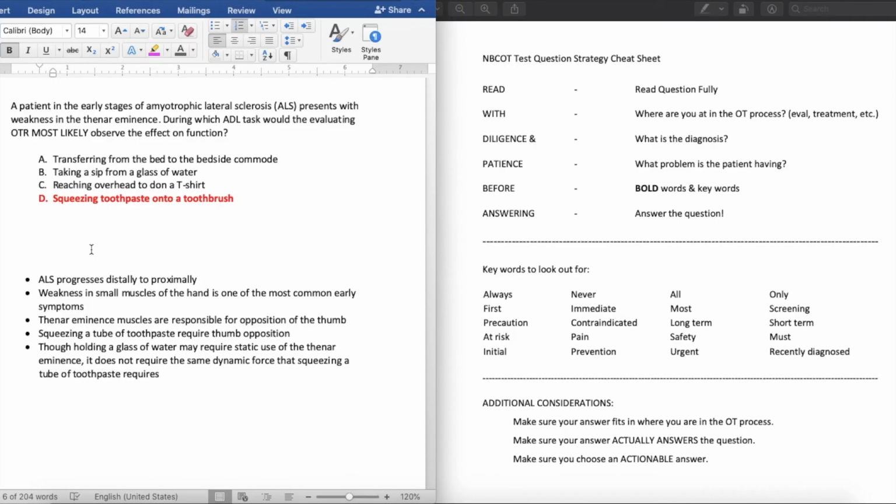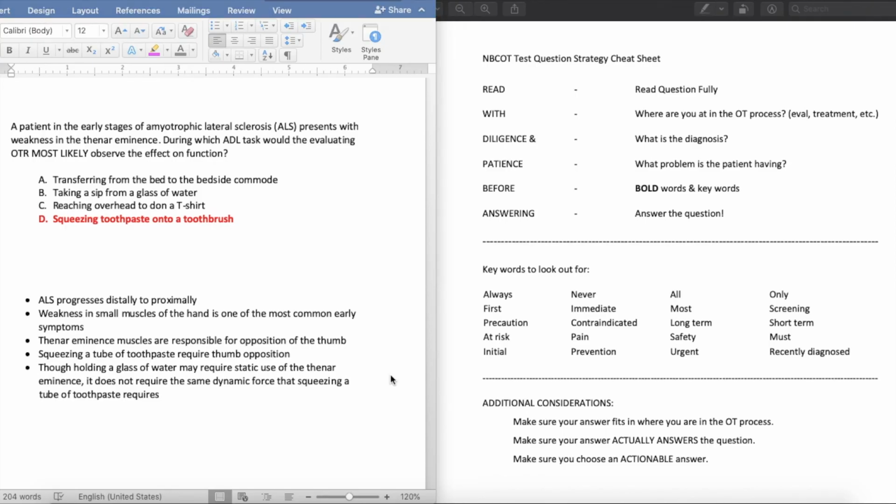So again, ALS progresses distally to proximally. Weakness in the small muscles of the hand is one of the most common symptoms of early stages of ALS. The thenar eminence is responsible for opposition of the thumb. Squeezing a tube of toothpaste requires that thumb opposition. And though holding a glass of water may require static use of the thenar eminence, it does not require the same dynamic force that squeezing a tube of toothpaste requires.